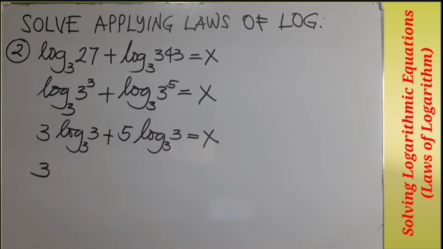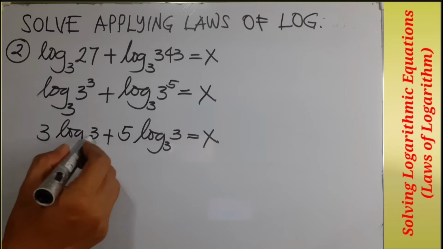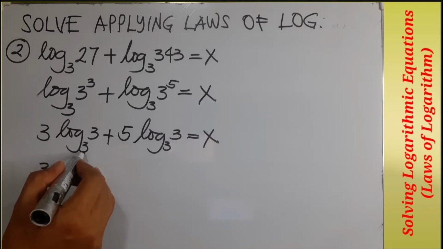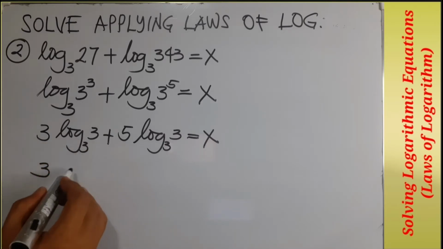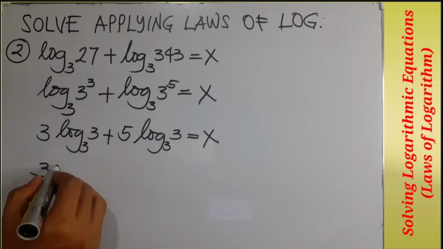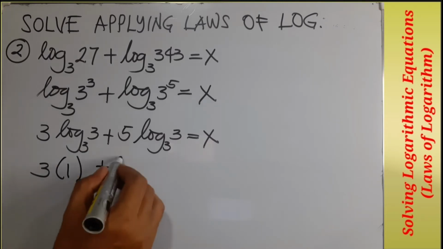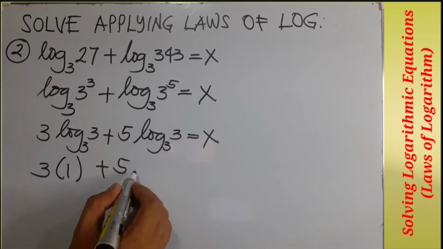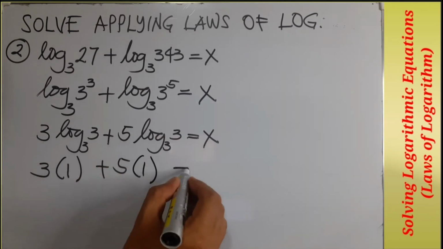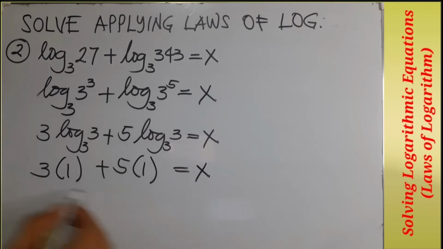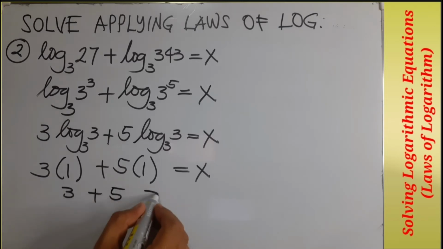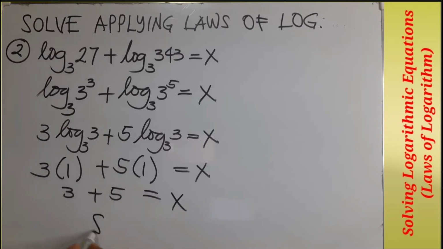Then another property can be applied. If the power and the base are the same, we can apply the identity law. So it is 1. Same base, same power, it is also 1 equals x. 3 times 1 is 3. 5 times 1 is 5. So, our x, or the answer in our logarithm, is 8.